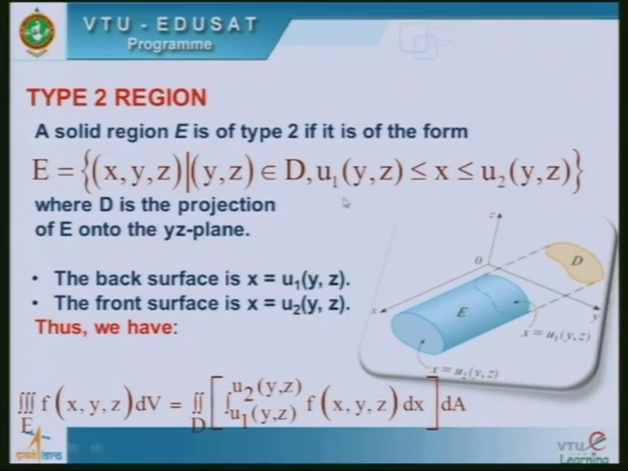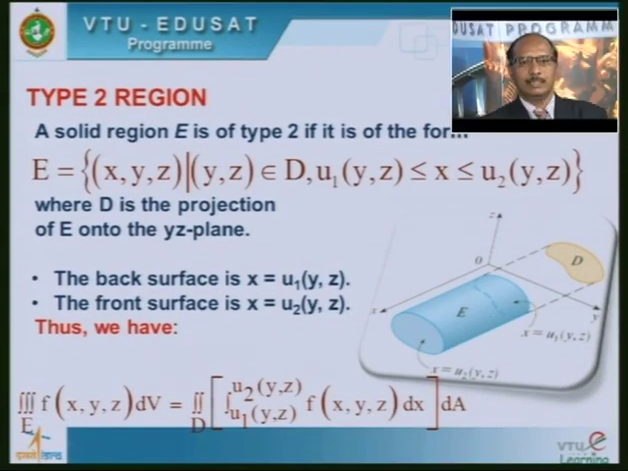Moving to the other types, the solid region E is of type 2. In the picture you can see type 2, it is of the form: here the solid region is bounded by x is equal to a function of y, z, that is the lower surface, and the upper surface is x is equal to another function of y, z. You can see it is the surface along the x axis here. In the previous problem it was along the z axis, that is why the x limits are the functions of y, z here.